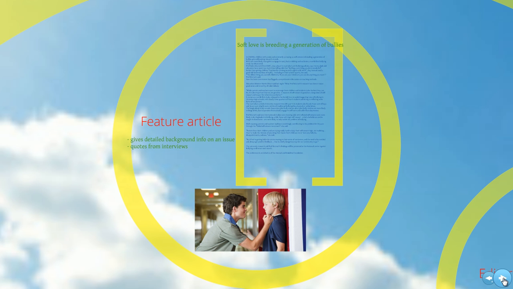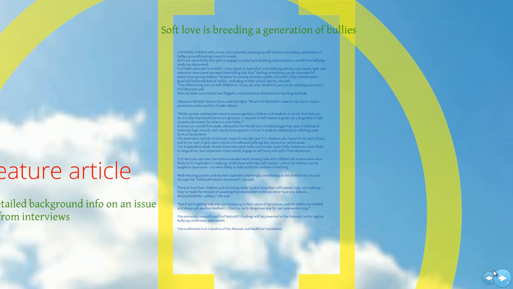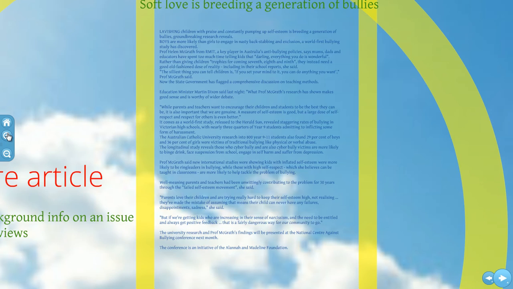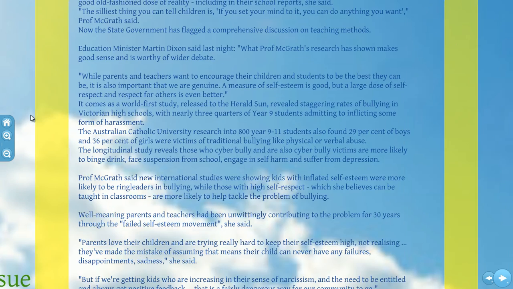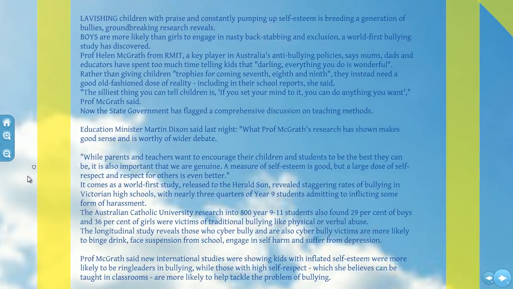It tends to be quite an extended text. Of course, it's very opinionated. It gives a particular stance, a particular viewpoint on an issue, and it often quotes from interviews. Now, this example, soft love is breeding a generation of bullies. It focuses on parenting. Okay.